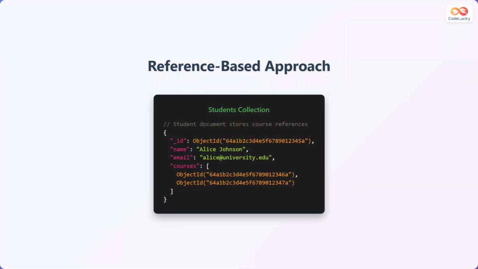Let's start with the reference-based approach. Here's an example of a student document that stores course references. Each student document contains an array of course object identification numbers, referencing the courses the student is enrolled in. For example, the courses field contains two object identification numbers.